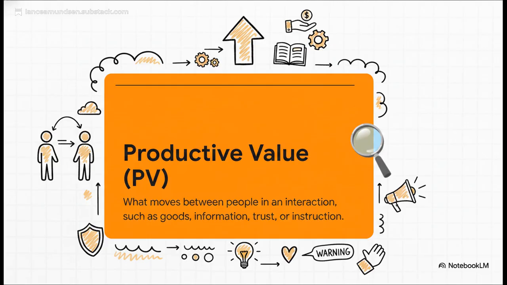Now, sure, this could be a physical good, a service, or money. But it also includes things like a mentor giving you some really useful advice, right? Or a parent providing safety and care, or a teacher giving instruction. Honestly, even things like a warning, a showing of trust, or a bit of discipline, those are all forms of productive value moving from one person to another.